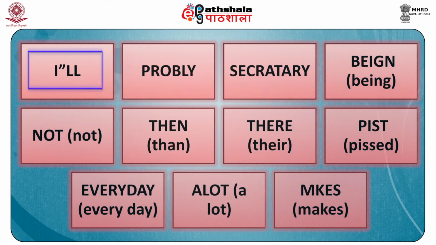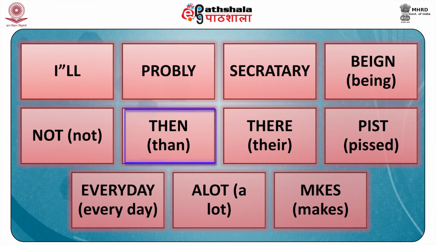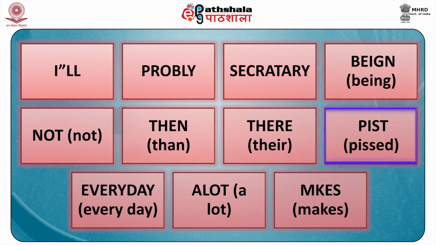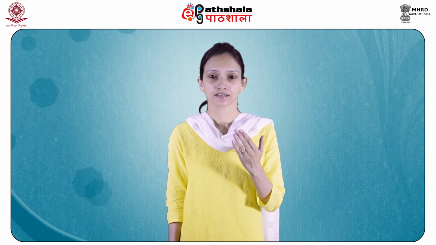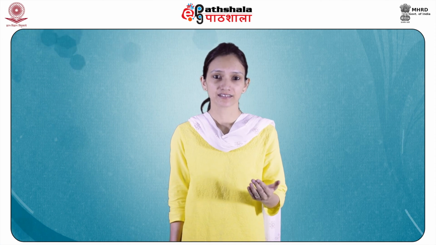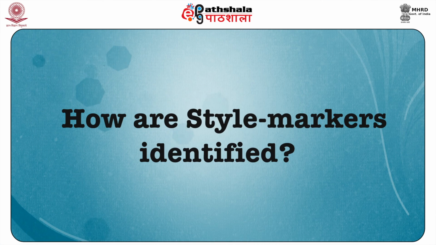First, punctuation: I'll, all contractions with quote marks for apostrophe. Spelling: probably, secretary, being, not, then, there, pissed. Then word formation: everyday, a lot, makes. You can see in this example the variation in one writer, and numbers 4, 5 and 10 are the individual markers. How are style markers identified?